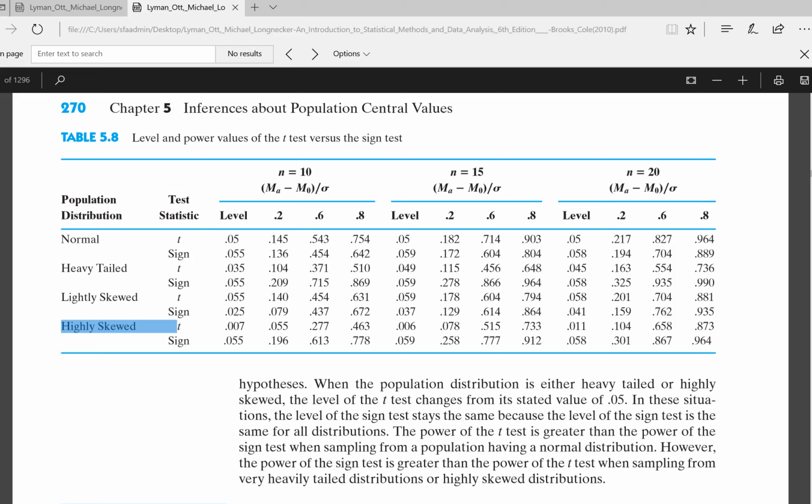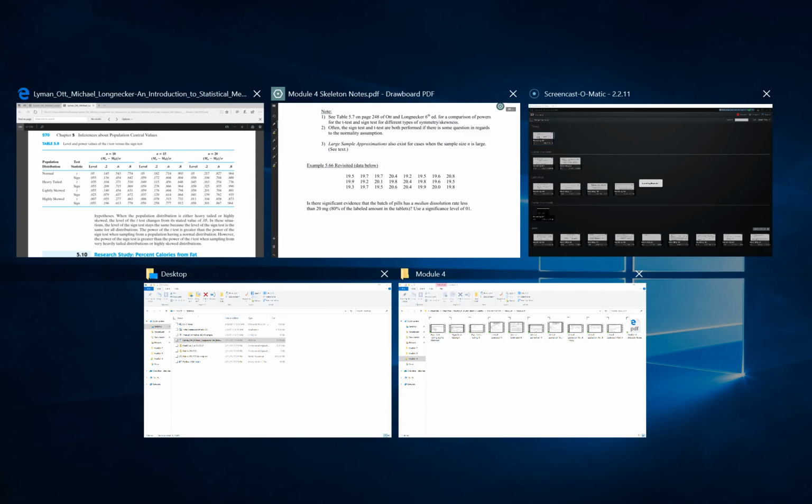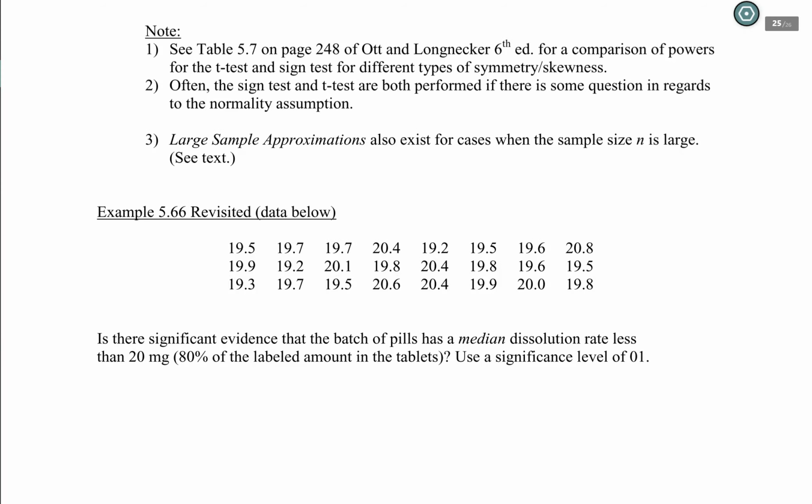And you can look under lightly skewed situations where the underlying population is lightly skewed. The t-test and the sign test are pretty close. Some instances one does better than the other, but they're pretty close. But under the situation where you have a highly skewed underlying population or a heavy-tailed underlying population, then the sign test may be more appropriate. But let's go back to our discussion on the sign test. So I'm going to go back to our notes.